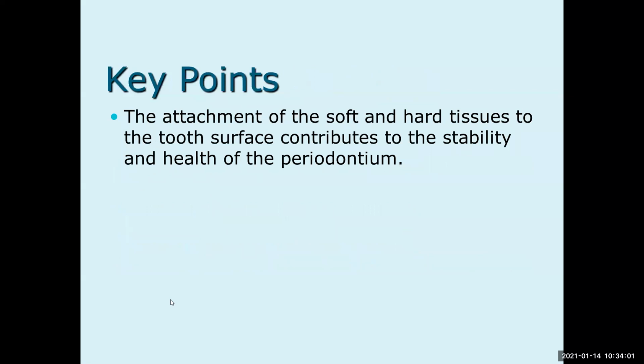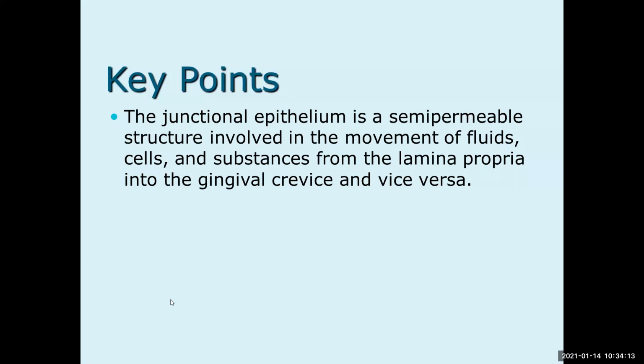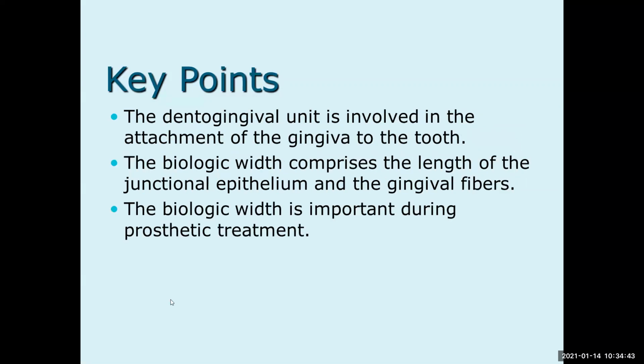So the attachment of the soft and hard tissues to the tooth surface contributes to the stability and health of the periodontium. The junctional epithelium is a semi-permeable structure involved in the movement of fluids, cells, and substances from the lamina propria into the gingival crevice and vice versa. Remember that junctional epithelium has those wide cellular spaces. That's where the gingival crevicular fluid comes from. This is where our PMNs, our neutrophils, our first line of defense, come from, in that gingival crevicular fluid.